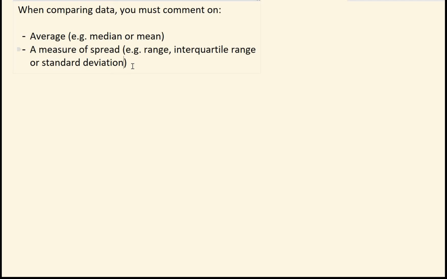You must include one of each, and again you must do something about it, like Class A has a higher average, but Class B has a bigger interquartile range. Okay, that's what you must do to ensure you always get full marks.